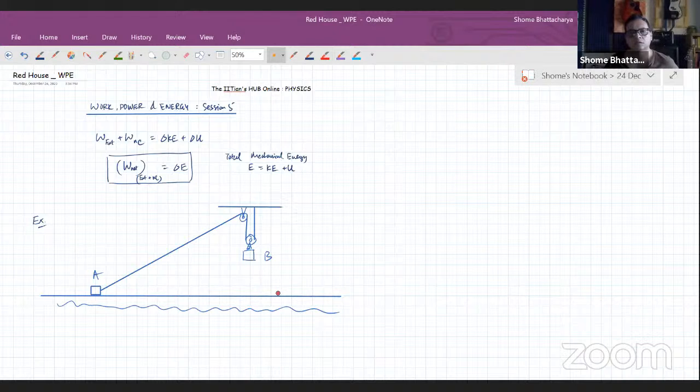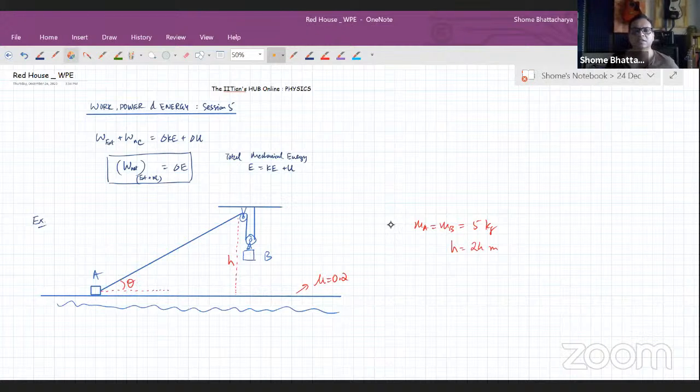Now this surface has a coefficient of friction equal to 0.2. Both the blocks have the same mass: mass of A is equal to mass of B, equal to 5 kg, suppose. And this height is given to us as 24 meters, and this angle is theta.